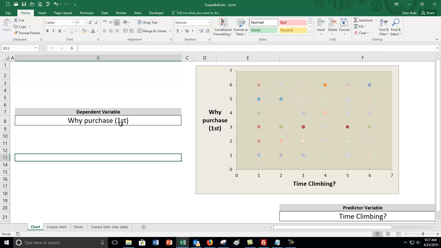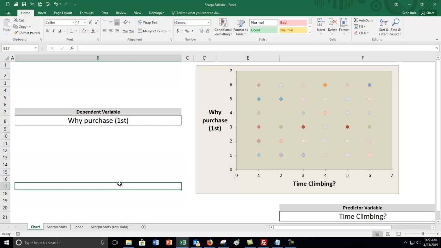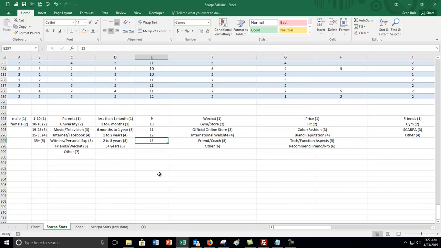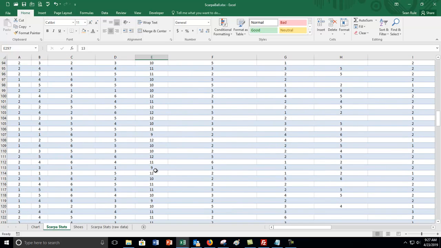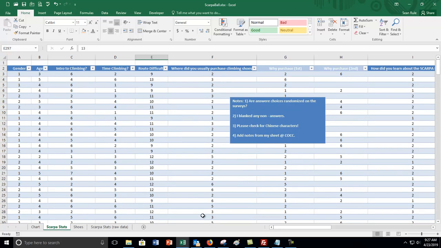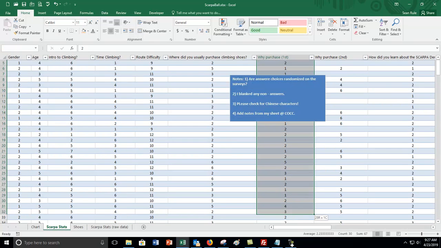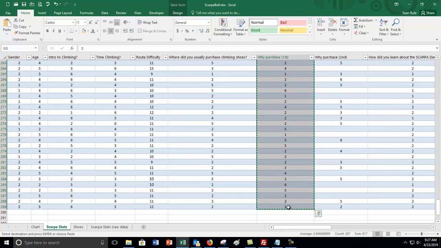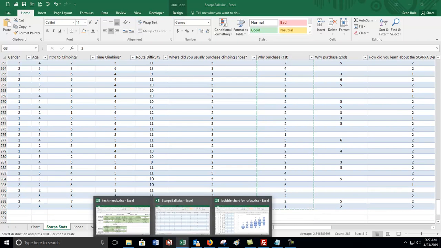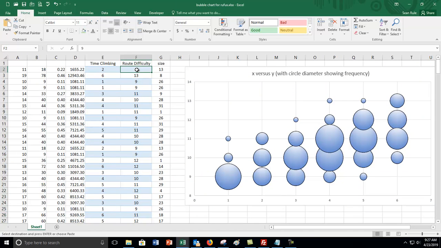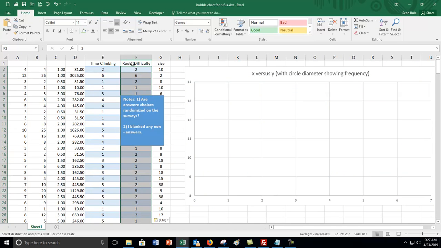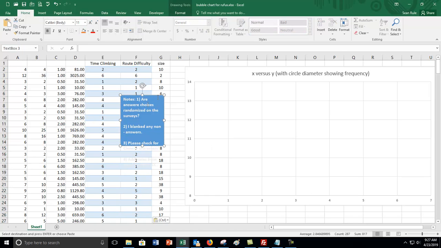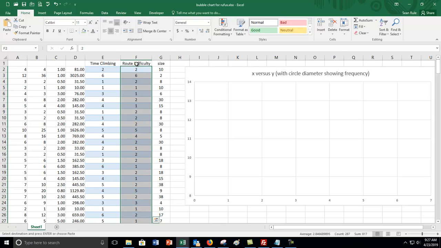So right now, the only real way of dealing with that, it's kind of clunky and I'm still trying to figure out how to make this better for you, is to come in here, find the data set that you want, which is the why purchase first. This is the first reason that they want to purchase the shoes. Select that data, and then drop it into the bubble chart here. Whoops, I gotta change the axes here. This is what I'm working with right here.